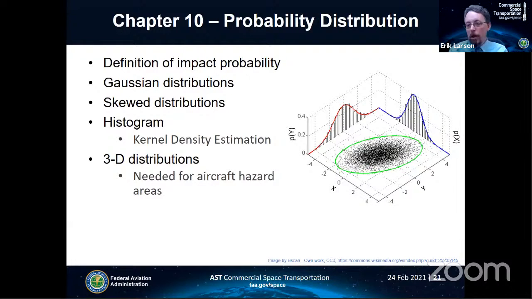This is particularly helpful, say, for intact impacts where you don't have as much uncertainty in the propagation, but you tend to model it more discretely. And so then you need to aggregate a set of impacts into something smoother, that may not be easily identifiable as a Gaussian, skewed, or some other kind of distribution. And then, of course, for aircraft, you need 3D or 4D distributions to be able to assess the risk to aircraft at altitude.